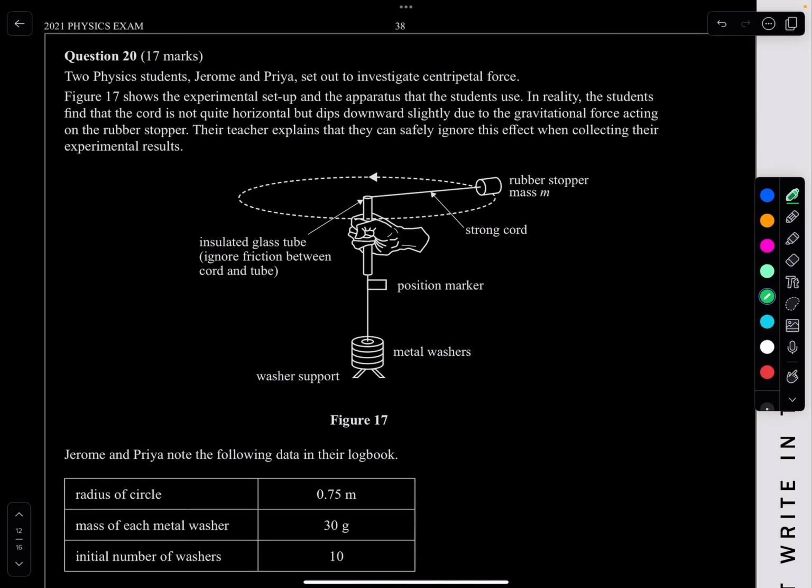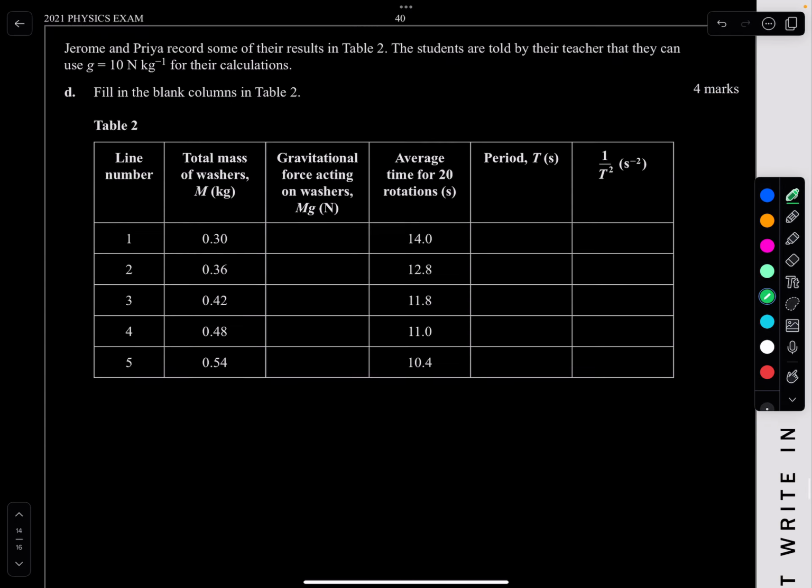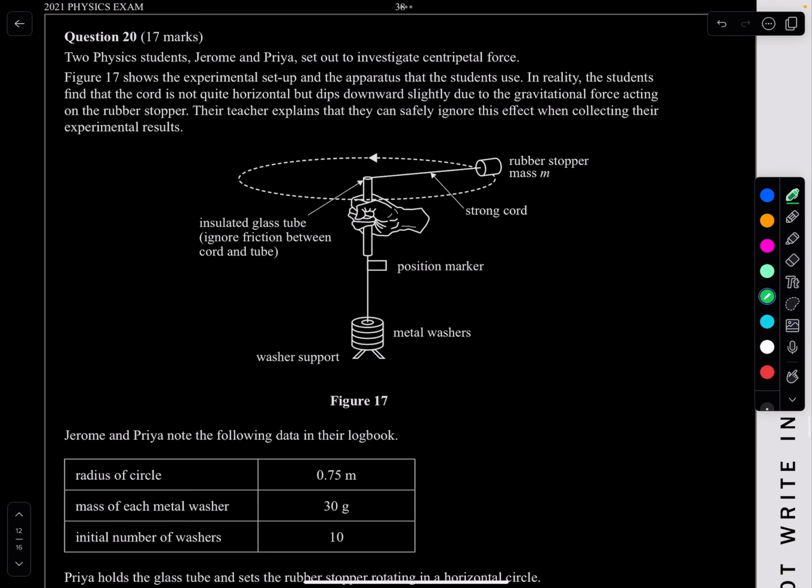Let's try question 20. I think this is the last one. It's very long, but let's smash it. All right, question 20. Two physics students, Jerome and Priya, set out to investigate centripetal force. Figure 17 shows the experimental setup and the apparatus that the students use. In reality, the students find that the cord is not quite horizontal, but dips downward slightly due to the gravitational force acting on the rubber stopper. Their teacher explains that they can safely ignore this effect when collecting the experimental results.